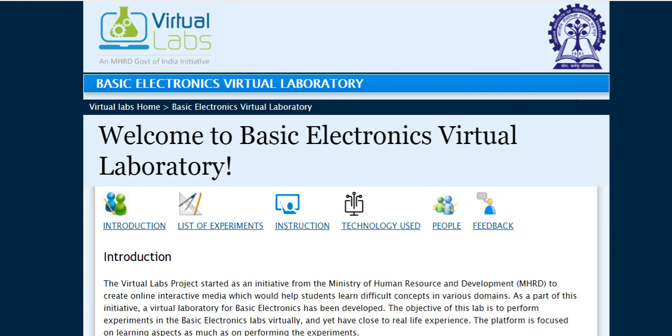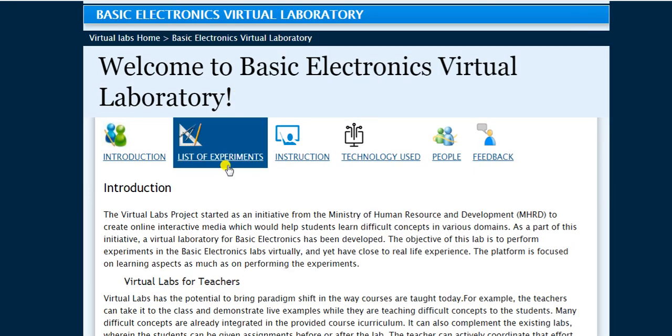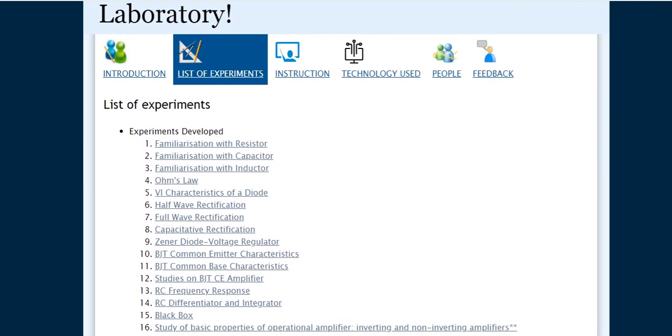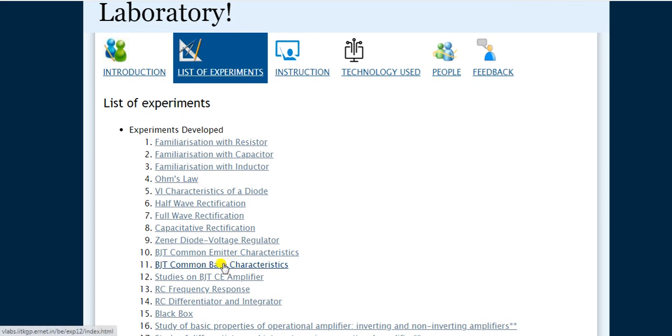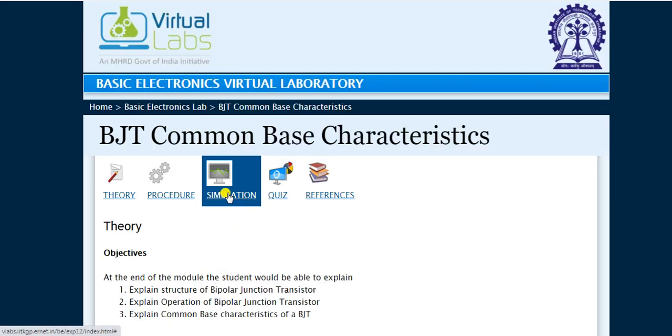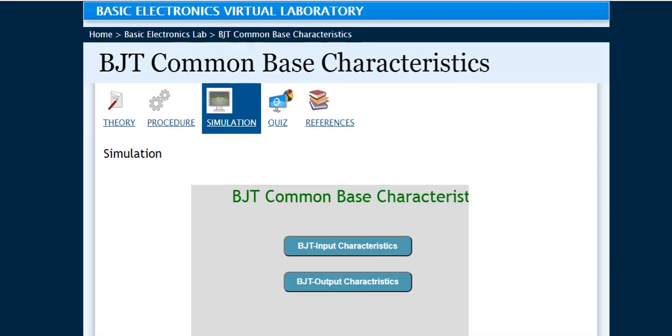Today we will discuss the practical common base input characteristics. So go to list of experiment and then click on BJT common base characteristics. Go to simulation and click on BJT input characteristics. So in this tutorial we will discuss the input characteristics of a bipolar junction transistor for common base configuration.